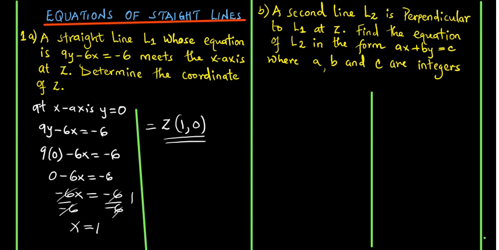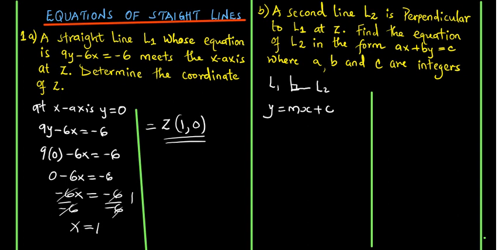And we know that for perpendicular lines, L1 is perpendicular to L2. The product of gradients of two perpendicular lines should always be equal to -1. So we write the equation of line 1 in the form y equals mx plus c to get the value of the gradient of line 1.